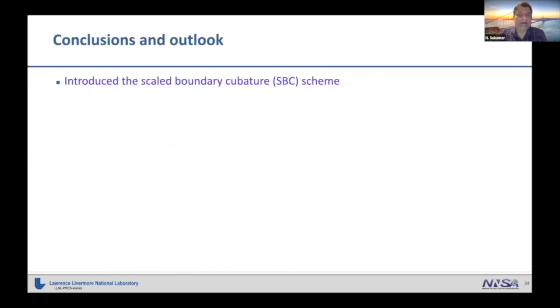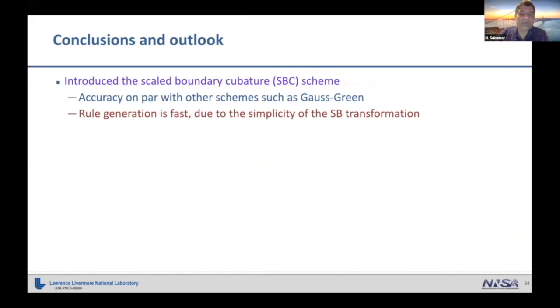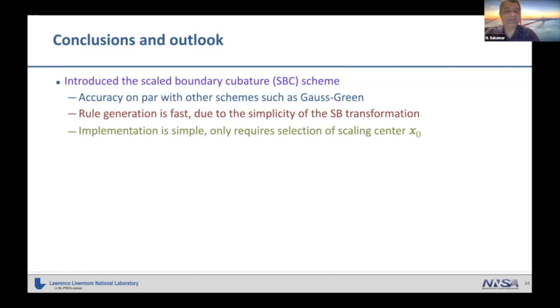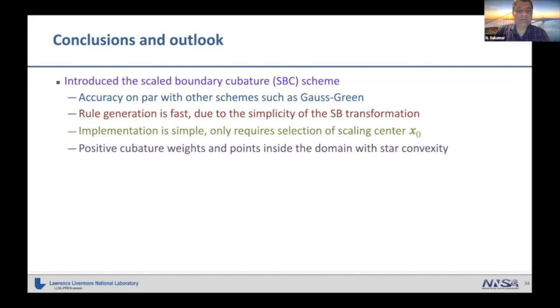Okay, so let me conclude. What I've done in this talk is give you a flavor of the scaled boundary cubature scheme, where the accuracy is on par with other schemes such as Gauss-Green. The rule is fast because of the simplicity of the form of the transformation. And of course, we got to this from an inverse method, but when you apply it, you just apply the scaled boundary transformation and off you go. Apply the Jacobian transformation, find the integrand, and then just apply the tensor product rule on that. The implementation is simple.